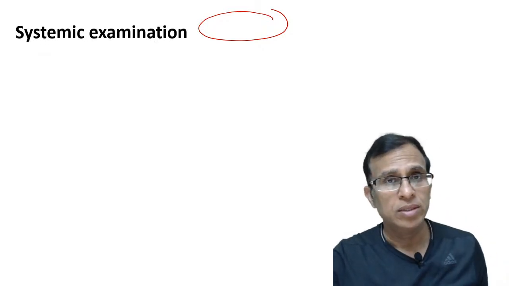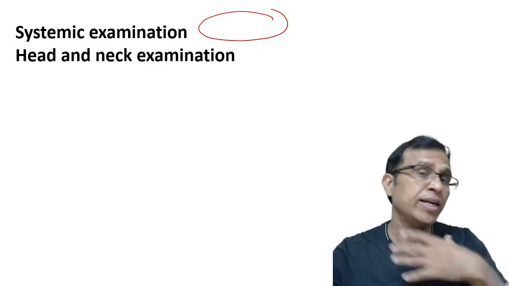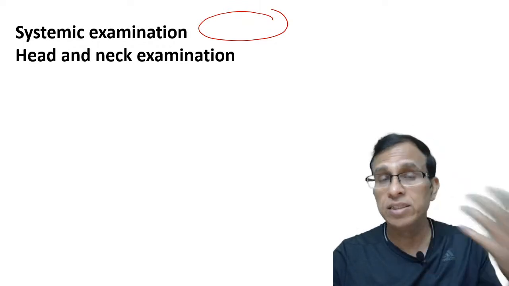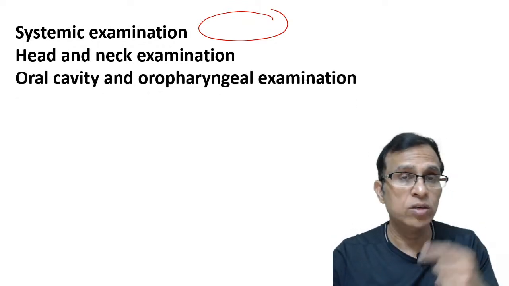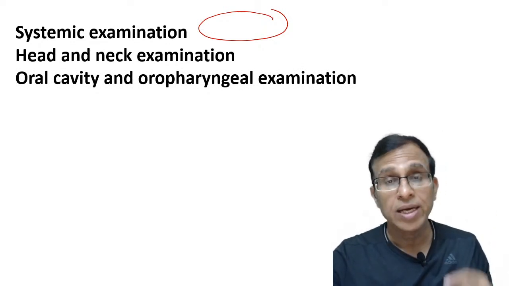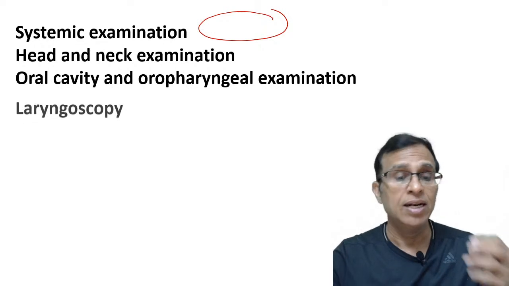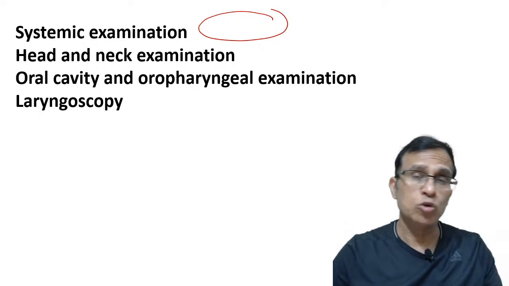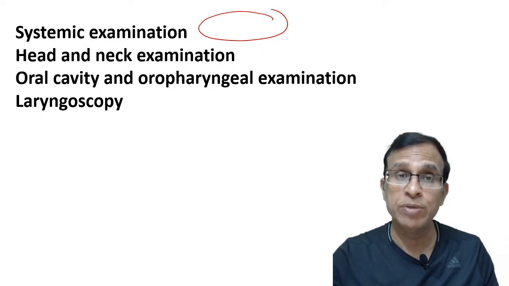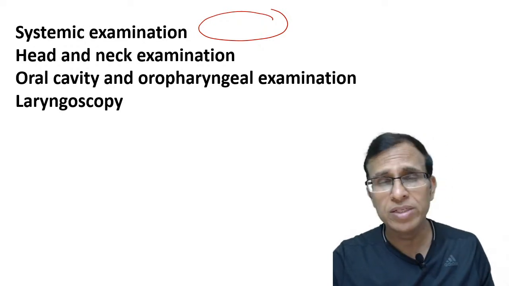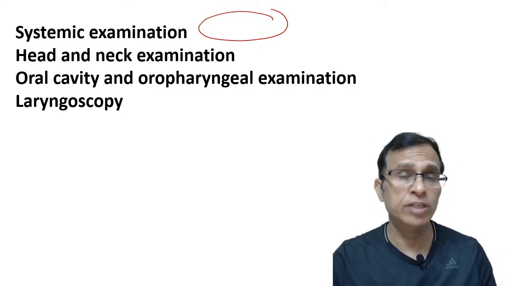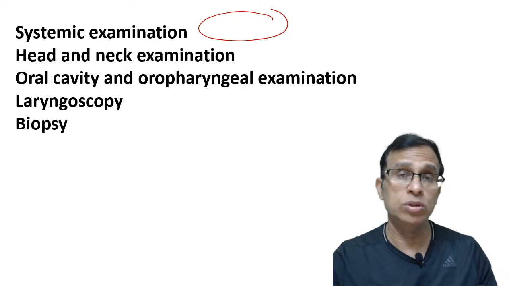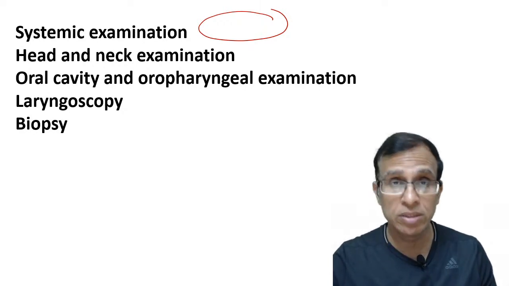We always do this. And then we have to do a proper head and neck examination, because with hoarseness and dysphagia, this area of the body is involved. So head and neck external examination. Then you have to do inside the oral cavity and oropharyngeal examination. And now comes the most important examination, which is laryngoscopy, laryngeal examination, larynx and hypopharynx. And we all know that laryngoscopies are direct laryngoscopy, indirect laryngoscopy, fiber optic laryngoscopy, endoscopy. So whatever is required depends on what you're comfortable with, you have to do that. And sometimes you may have to take a biopsy if there is a growth, especially if you see any growth, any swelling, you may have to take a biopsy for histopathological examination.